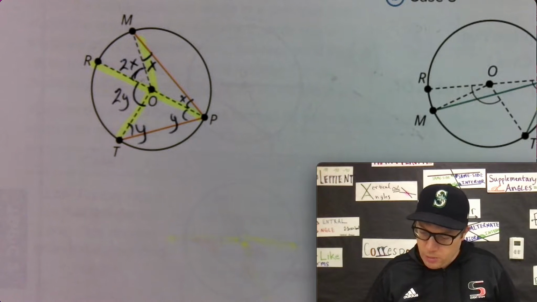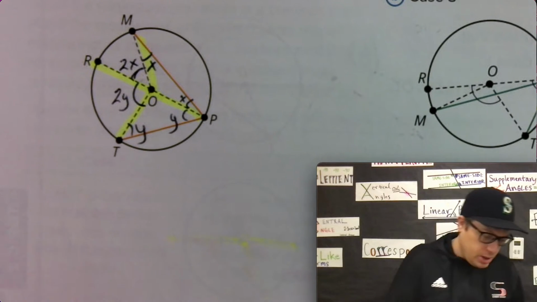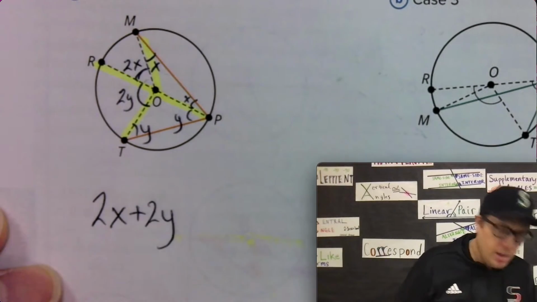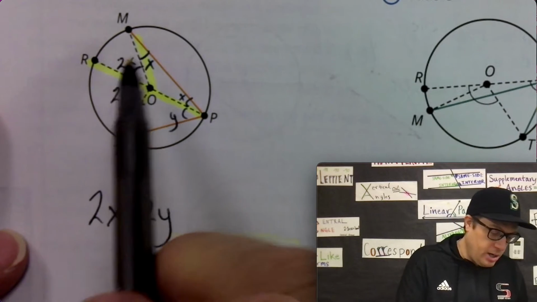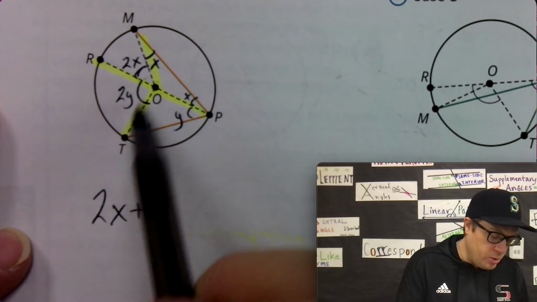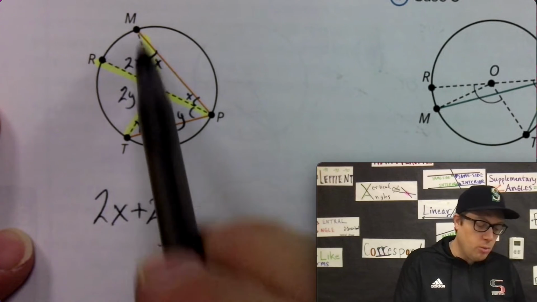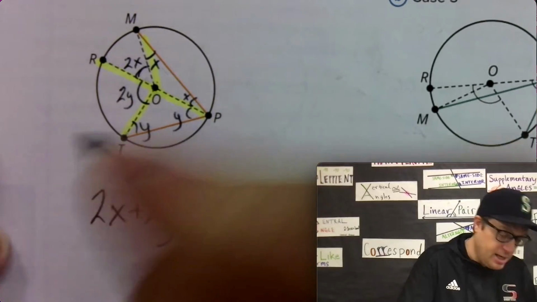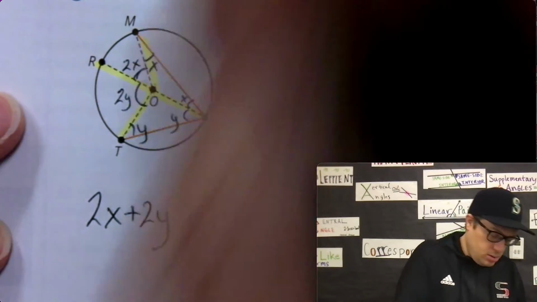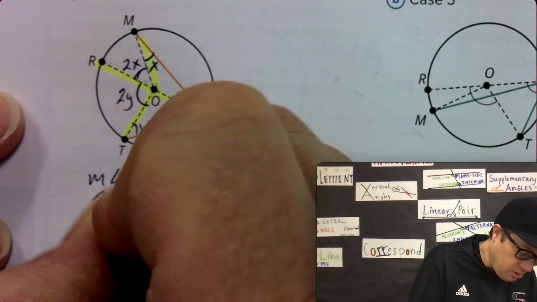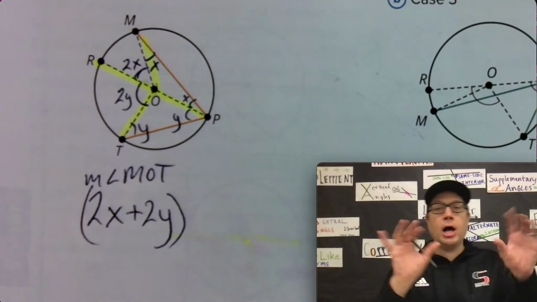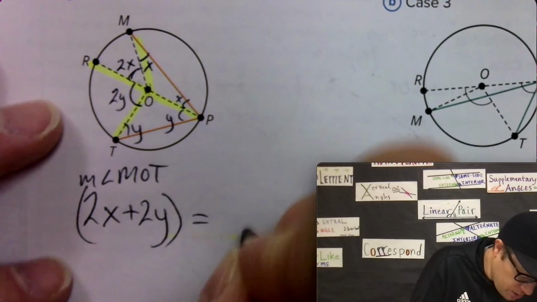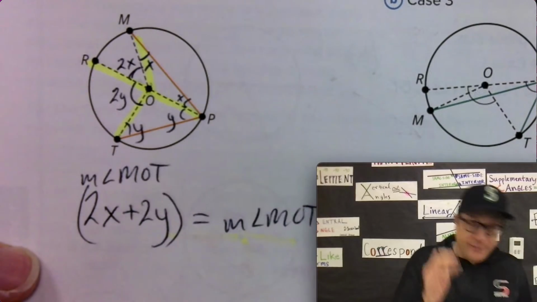Now we can say that 2x plus 2y is what you get from adding up angle MOR and angle ROT. Angle MOR and angle ROT add up to 2x plus 2y, and they are, in fact, angle MOT. This is the measure of angle MOT because you added them all up together. They both have a 2 in them, right? So I'm going to put an equal sign here. Equals angle MOT.